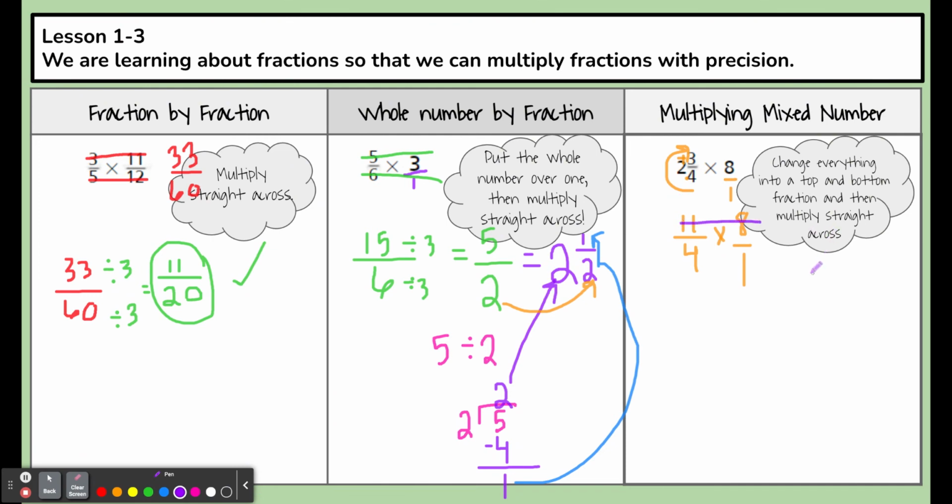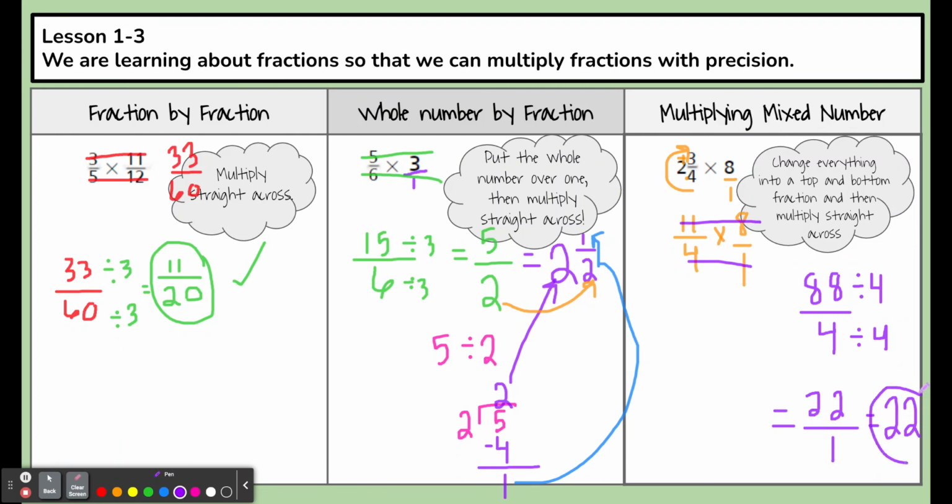So 11 times 8 is 88. 4 times 1 is 4. I want to simplify this. Think about what goes into both of those numbers. You have a couple of options. I know 4 goes into both of those. So remember, you're dividing the top by 4 and you're dividing the bottom by 4. When I do that, 4 goes into 88 22 times. 4 divided by 4 is a 1. So my answer is 22 wholes.